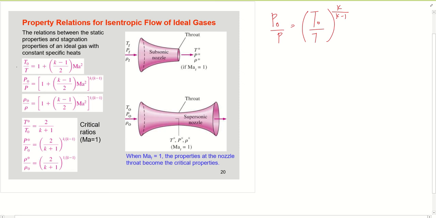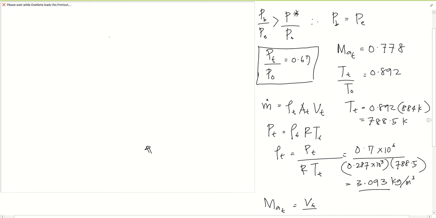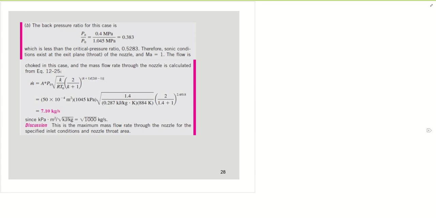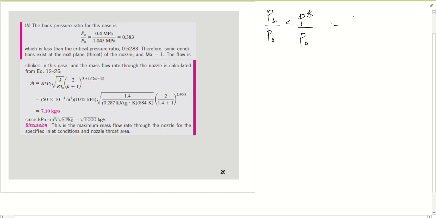Okay. Now next is at B, where the back pressure is now reduced to 0.4. To find the back pressure ratio to stagnation pressure, 0.4 divided by 1.045, we get 0.383. Now PB over P0 is less than P critical over P0. So this is choked flow.